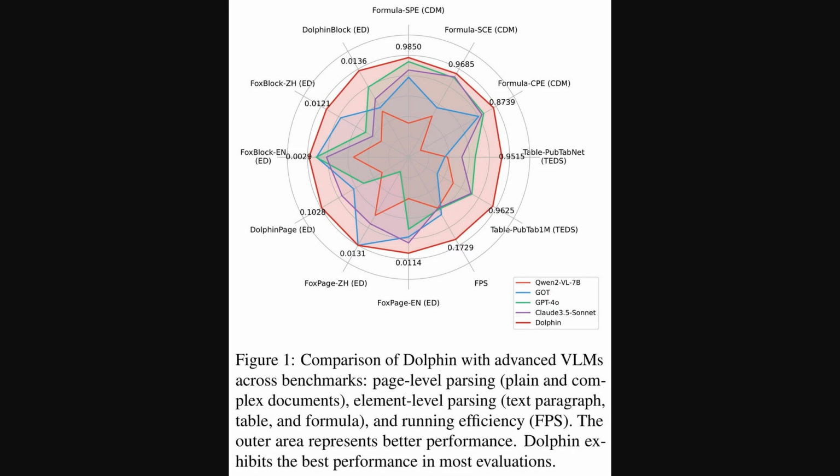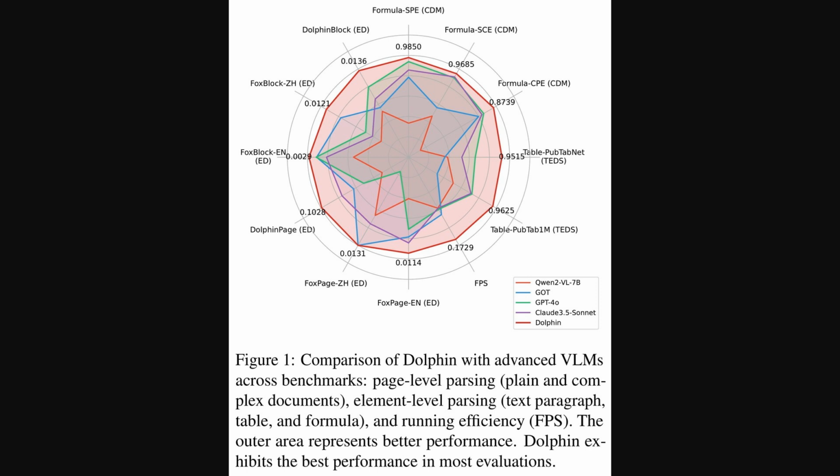Okay, so speaking of performance, figure 1 here gives us a nice visual comparison. It's a radar chart showing how Dolphin, represented by the red line, stacks up against other advanced vision language models. The further out a line is on any axis, the better the performance. We can see various benchmarks, like page-level parsing measured by edit distance, or ED, which is a way to quantify how different the model's output is from the correct text.